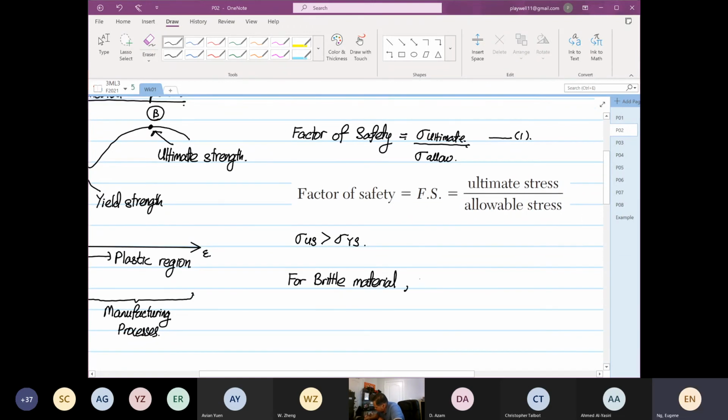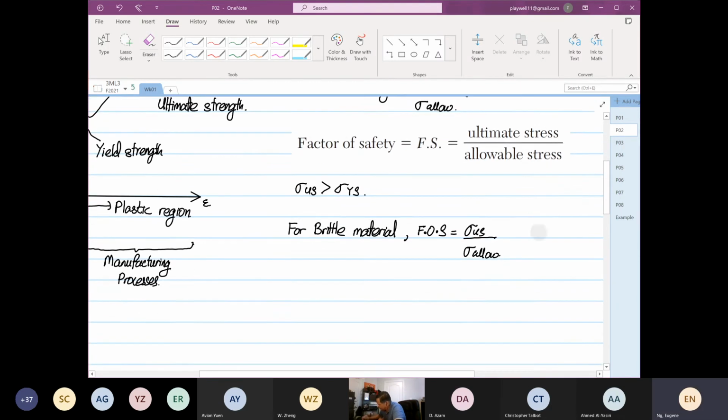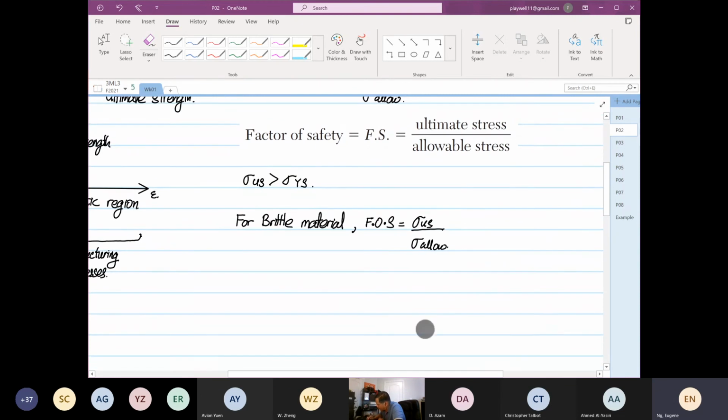So for brittle material, the factor of safety is equal to stress ultimate, or ultimate strength, divided by stress allowable. For ductile material, now why this is the case, I'll tell you why later. But for ductile material, the factor of safety is equal to the yield strength divided by stress allowable.